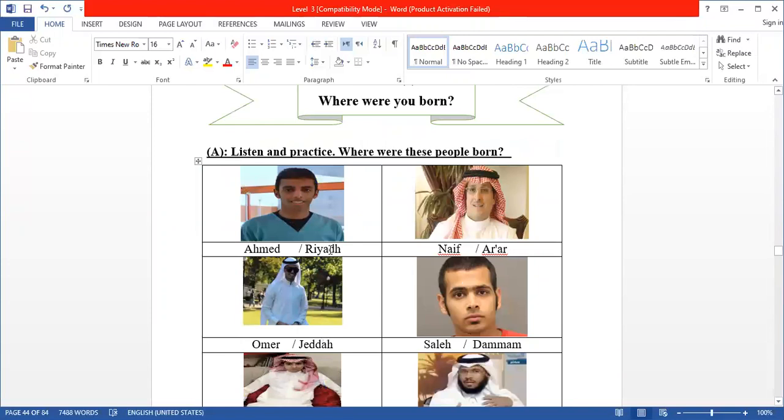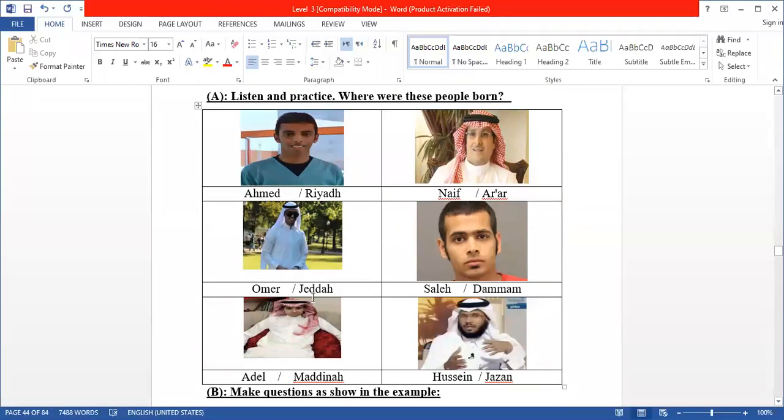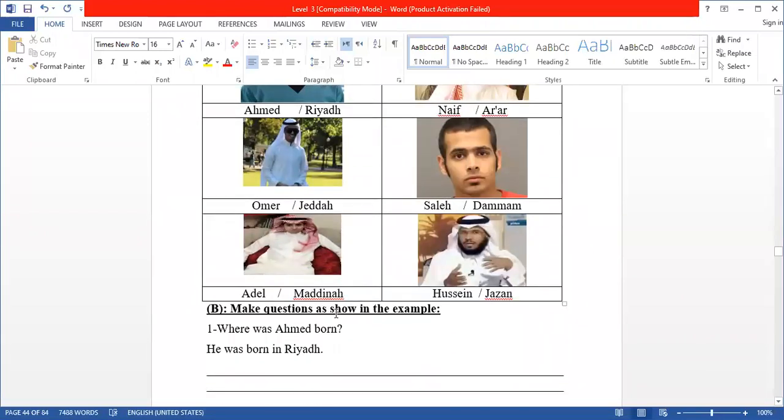So Ahmed was born in Riyadh. Naif was born in Arar. Omar was born in Jeddah. Salih was born in Dammam. And Adil was born in Medina. Hussein was born in Jazan. Make questions as shown in the example here.